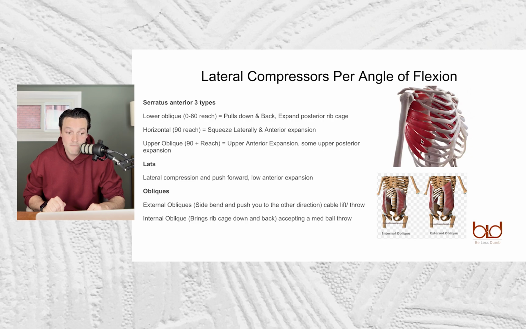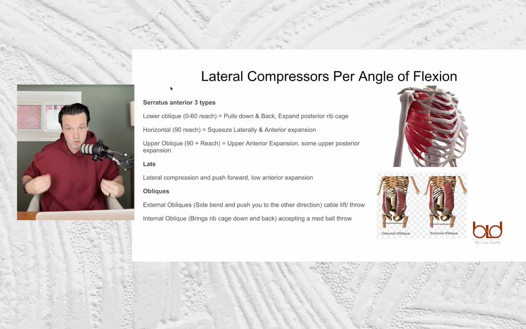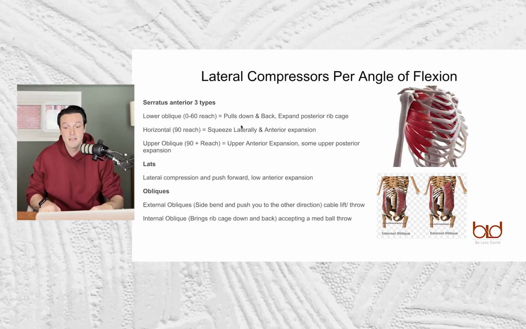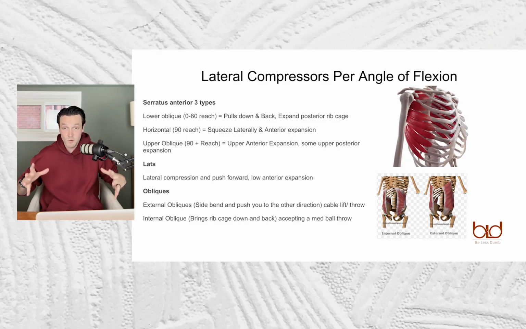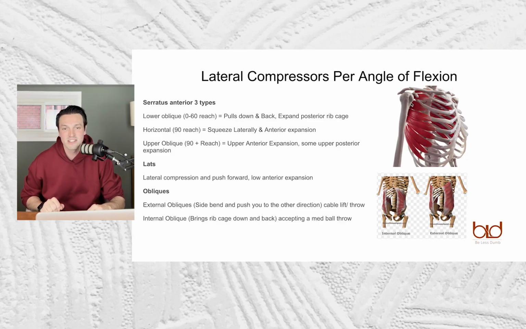So these lower oblique serratus anteriors are really good muscles to start training in order to compress this rib cage together and open posteriorly. So we're going to compress down here. It's going to open posteriorly for us a little bit, okay? We then have our horizontal serratus anterior, which is still slightly facing downwards. They squeeze laterally and they open the expansion at the front. So think of all your rectus abdominis strategy people. This works pretty well here.